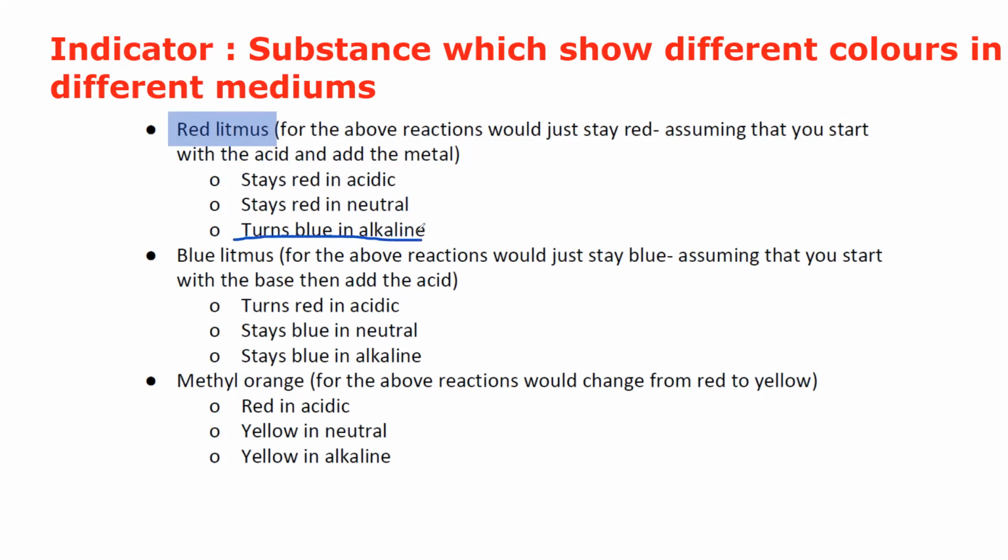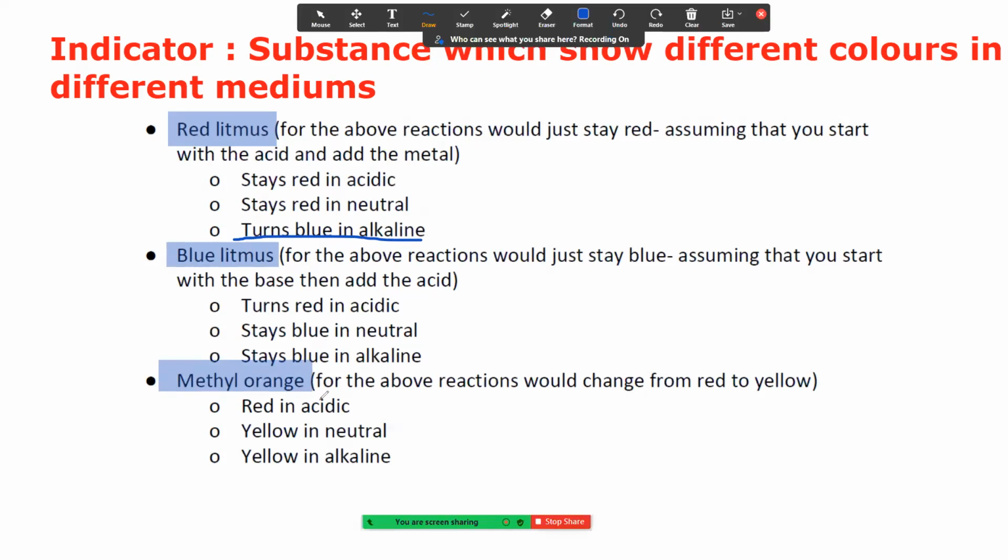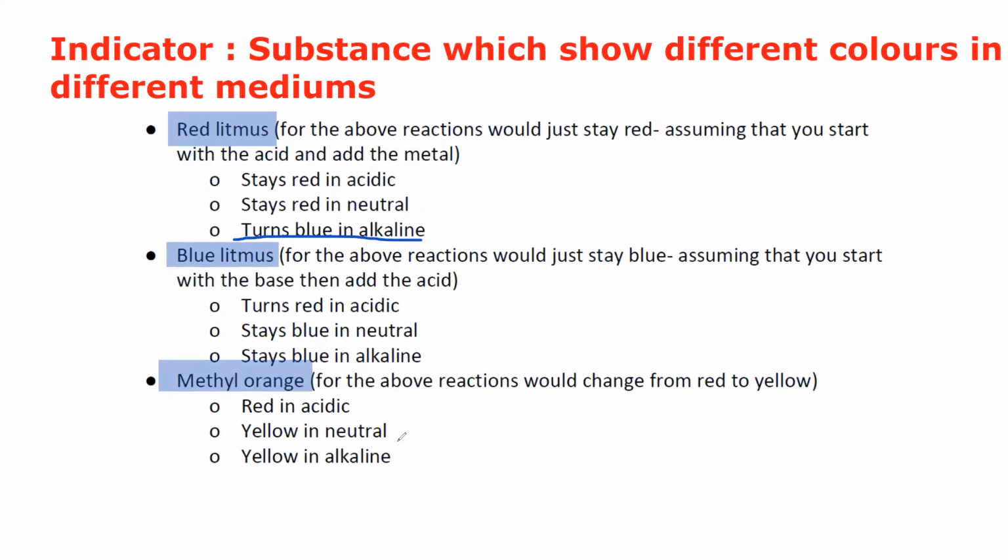The indicator will show a color change. But if we use a blue litmus, what will happen? It will turn red in acidic, but in neutral or alkaline it will remain blue. And if we have methyl orange, it will be red in acidic, yellow in neutral, and yellow in alkaline. So these are three main indicators which you have to learn.